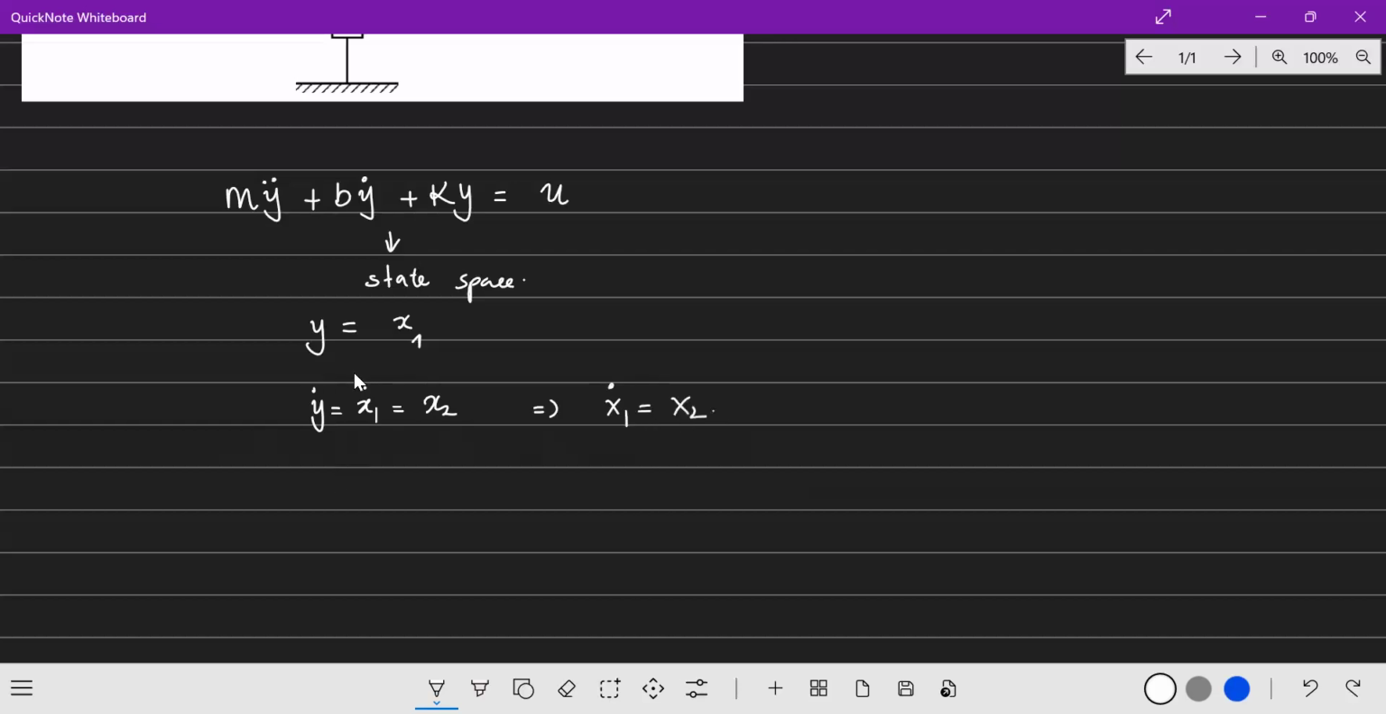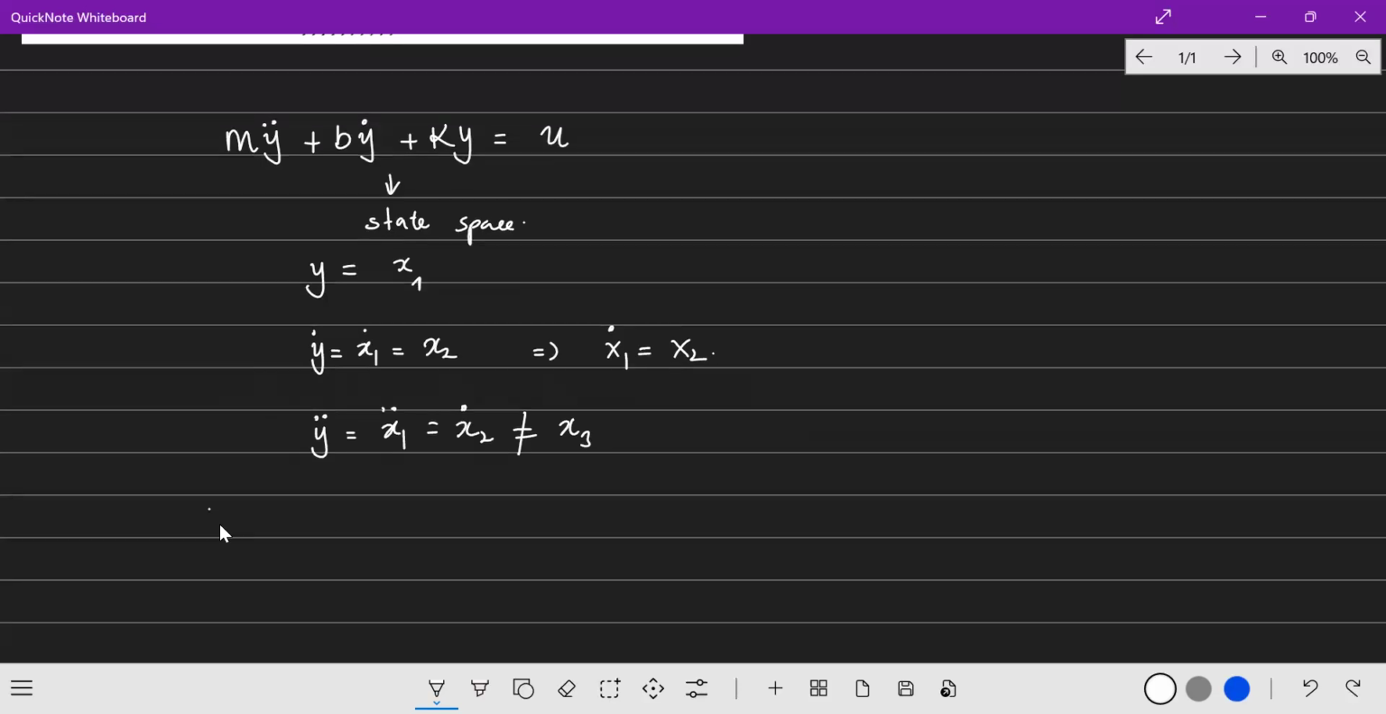Okay. Again, let's differentiate this again, okay? So the second derivative, y double prime, is equal to x1 double prime. This is equal to x2 prime, right? Isn't it? But come on, guys, you're not going to say x2 prime is equal to x3. Okay, you're not going to reach up to x3, because you just need two states to describe this system, okay? So for us to find x2 prime, we're going to substitute here, okay? So let's substitute. So y double prime is simply equal to x2 prime, okay?